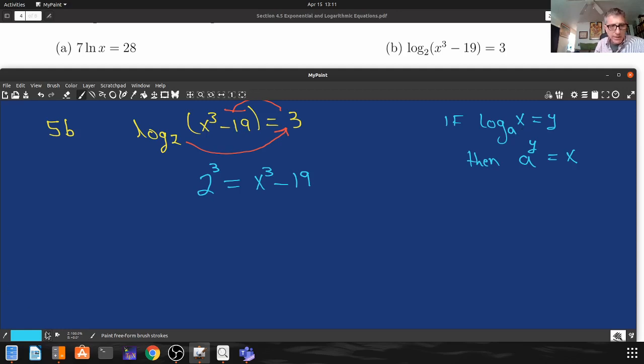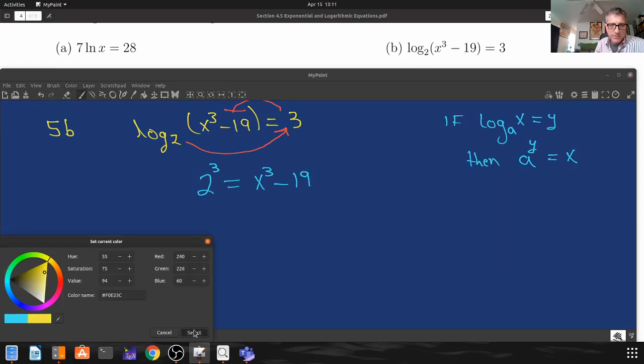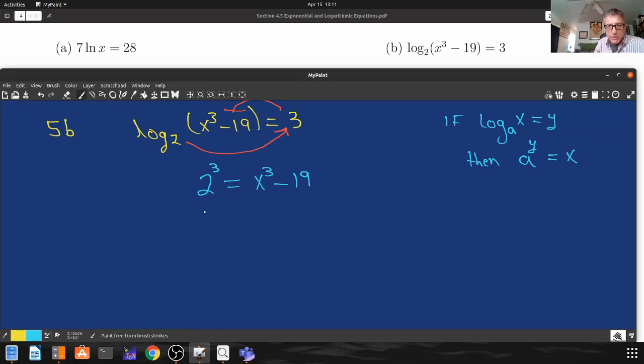Now I can simplify this and solve it. 2 cubed is 8, which is equal to x cubed minus 19. I'm going to put 19 on the other side. That gives me 19 plus 8 is equal to x cubed, so 27 is equal to x cubed. But 27 is equal to 3 cubed, so 3 is equal to x.